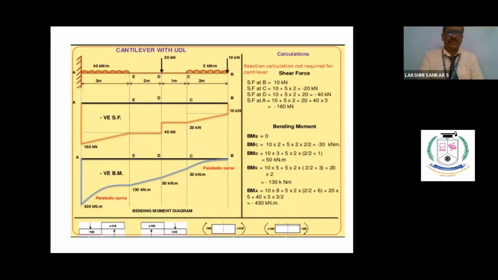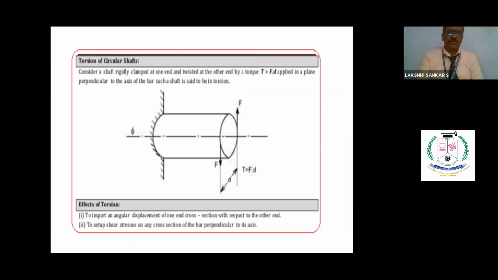Now the concept of torsion. Say on both sides I am applying a twisting moment, torque. Because of the application of the twisting, failure is likely. The effect of torsion is angular displacement at one end. For example, one side of a shaft is protruding and on the other side a gear is added. I am trying to rotate the gear, but this side is not allowed to rotate, so the shaft is being twisted. This is the observation we make.